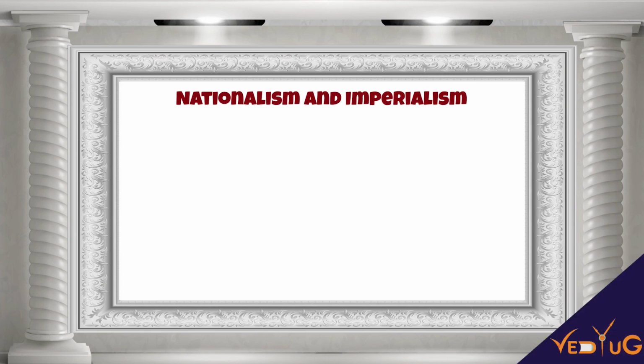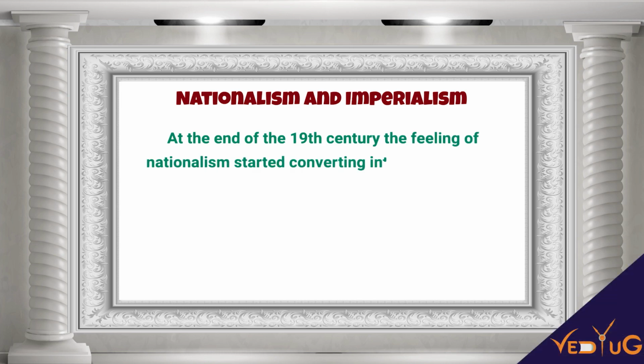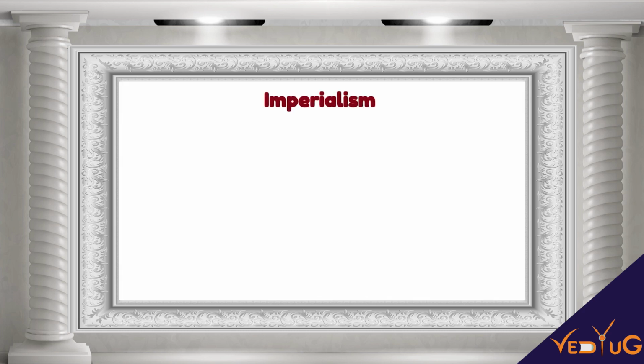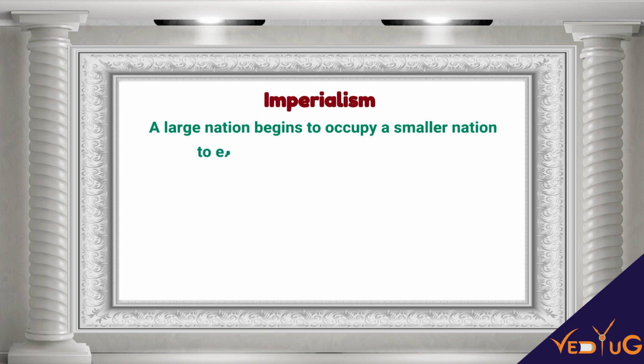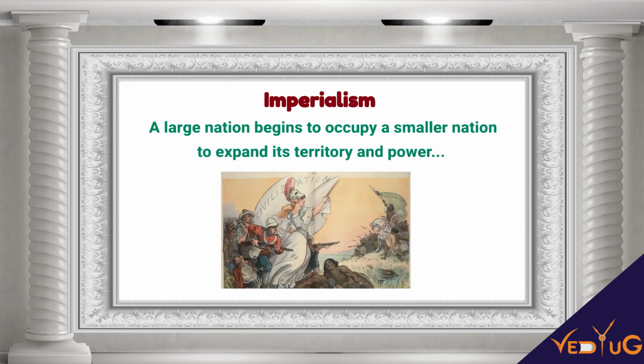Now let's come to the last topic of this video as well as the last topic of our lesson. So, by the end of the 19th century, nationalism lost its idealistic liberal democratic sentiment, and now the feeling of nationalism started converting to imperialism. Imperialism is a policy of extending a country's power and dominion. Let's see how nationalism converted into imperialism with the example of the Balkan region.